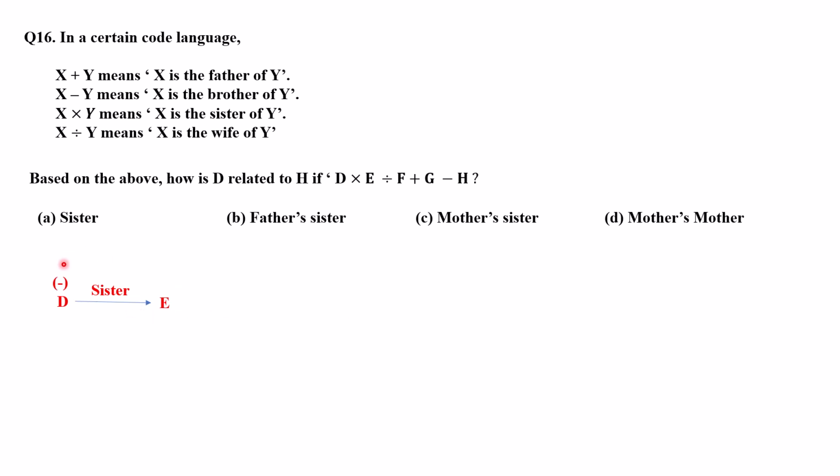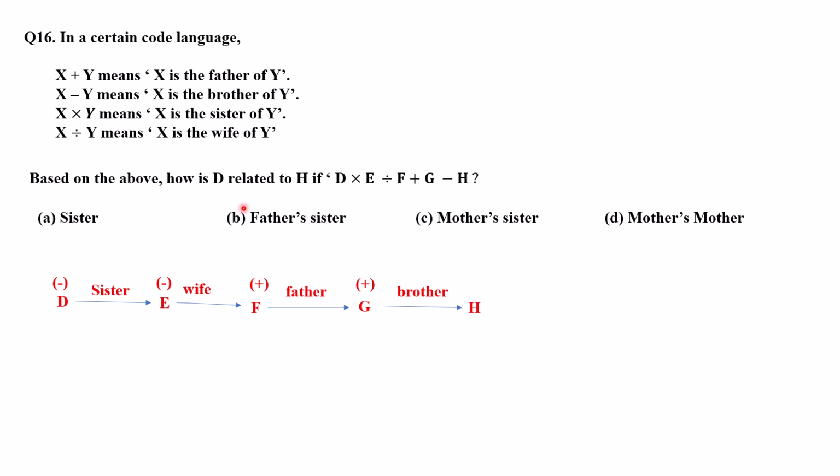So D is the sister of E, and if it is female, I am represented using minus sign. Next, E division B. Now division means wife. So E is the wife of F. Okay. Next is F plus G. Plus means father. So F is the father of G, and G minus H, minus means brother. So G is the brother of H, but H I don't know whether sister or brother. So I am not going to give any symbol over here.